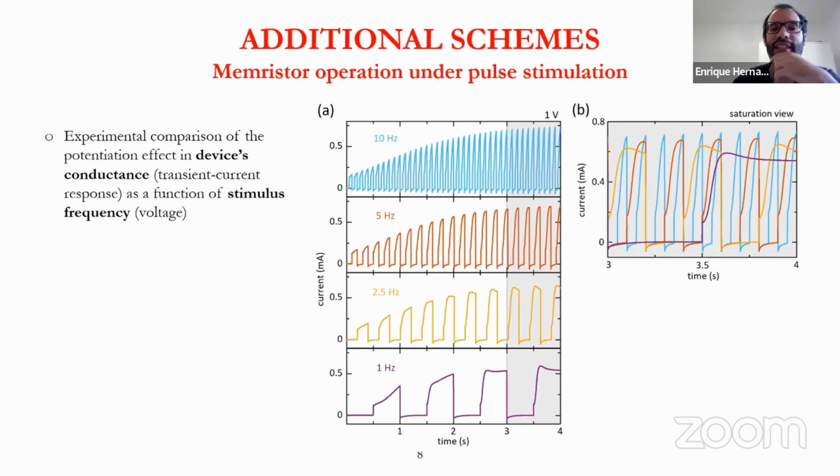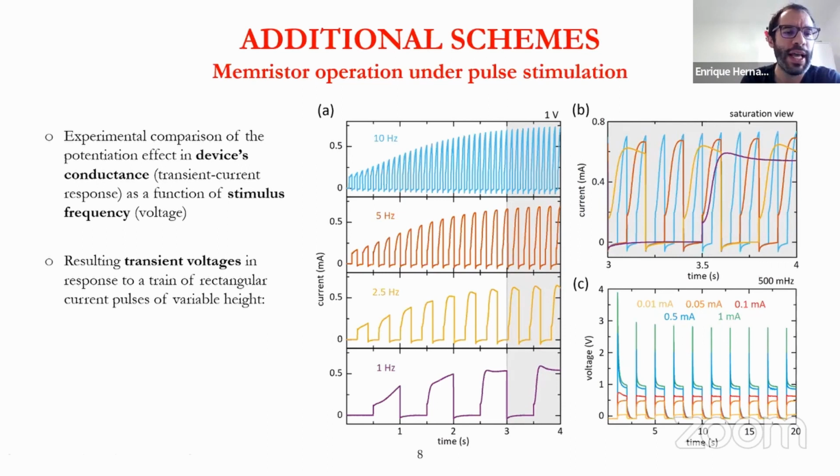From an experimental point of view, we developed a digital scheme to study the memristor operation under pulse stimulation. We have studied the frequency-dependent characteristics, and we obtain, or corroborate, the result predicted theoretically from the numerical simulation. It happens that the long-term potentiation is less prominent when one applies lower frequency in the voltage pulses. Okay, long-term potentiation happens, but it's not the same saturation value. One obtains higher values when one applies higher frequency in the train of voltage pulses.